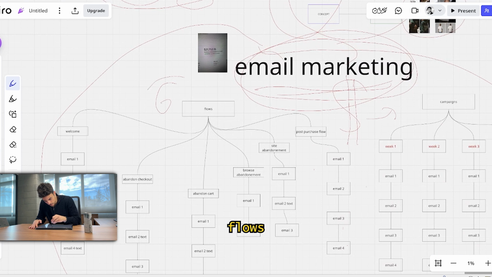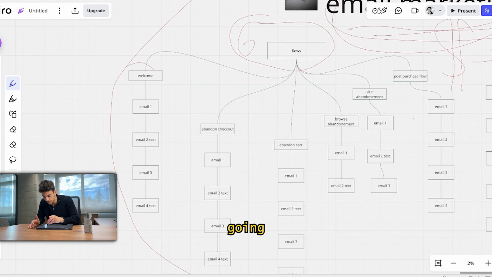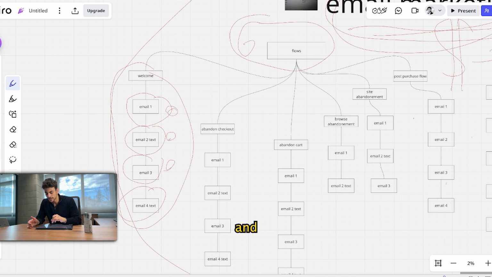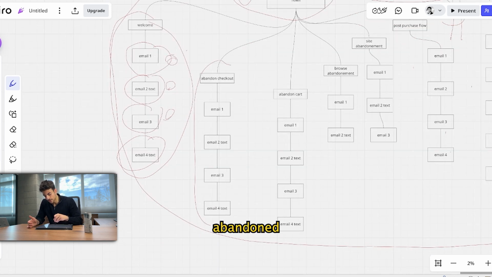So these are the 6 flows that you're going to be running. First of all is going to be the welcome flow. You're going to have one graphic email and then another text email and then another graphic email and then another text email. In there, you want to welcome people, give some value, tell them about the brand, and give them the discount. Then you're going to have the abandoned checkout.